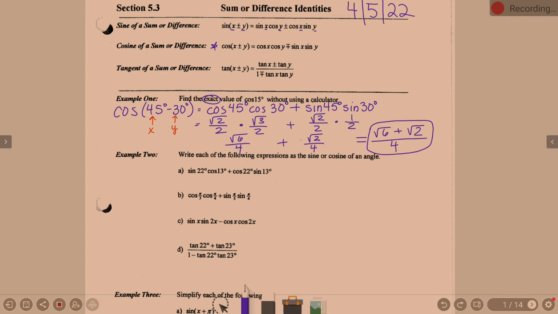Now, let's look at example 2. I kind of like example 2. Once you guys get the hang of it, it's kind of fun. Write each of the following expressions as the sine or cosine of an angle. In other words, as we look at A, sine of 22 degrees times cosine of 13 degrees plus cosine of 22 degrees times sine of 13 degrees. That is the sine, cosine, or tangent, if you will, of some angle. What angle? So what do you notice about this? What form does it match up with from up above?